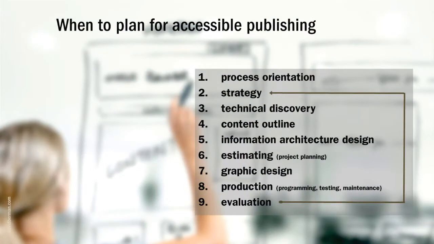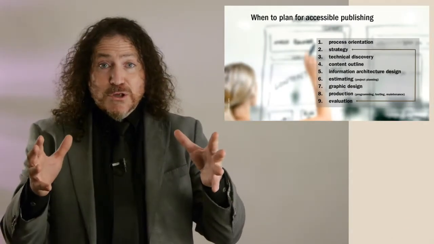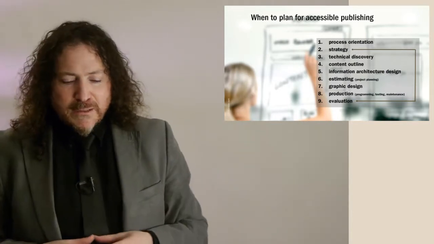Well, when we look at our typical process of how we create any online product, it starts with process orientation, which is what I'm doing right now. We make sure everyone's got a common vocabulary before we go in. And then the next step is strategy. We all agree on clear, measurable objectives, making sure we've all agreed in advance. How will we all know when we've succeeded? Then we move to technical discovery, where we identify what constraints, what container our product will live within.